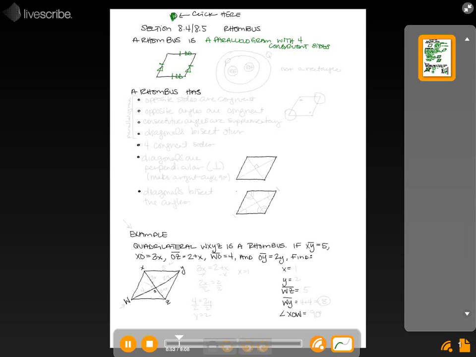Now, like we did when we talked about a rectangle, a rhombus is a specific type of parallelogram. So I'm going to draw you that Venn diagram again. Remember, we started out with the big circle, which was our quadrilaterals. Then we had our parallelograms. And then we had rectangles here. I'm going to use RE for rectangles.